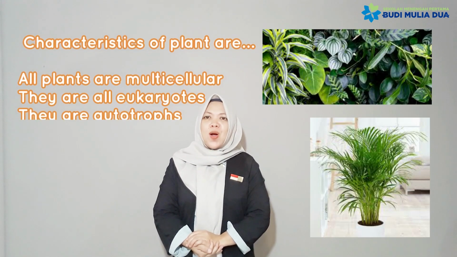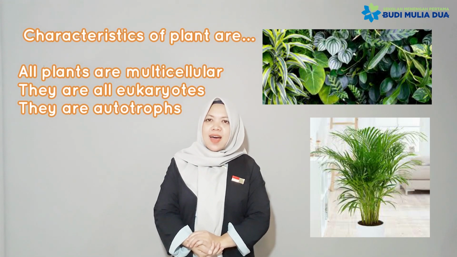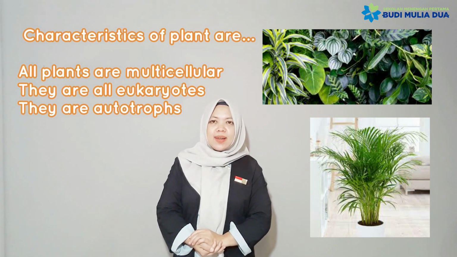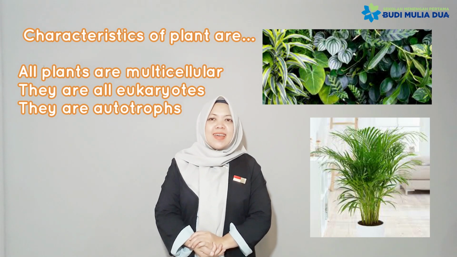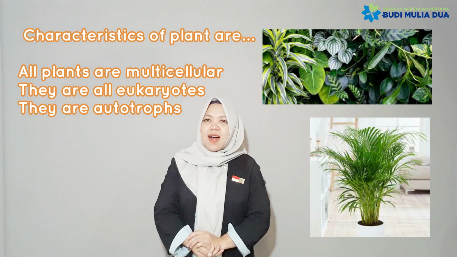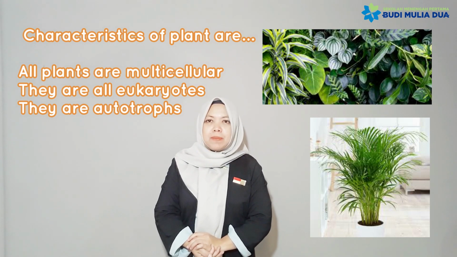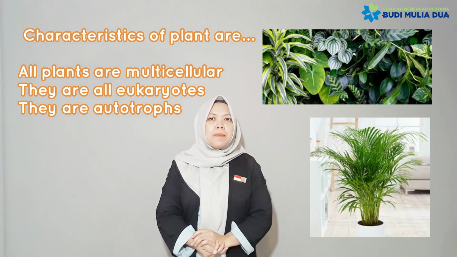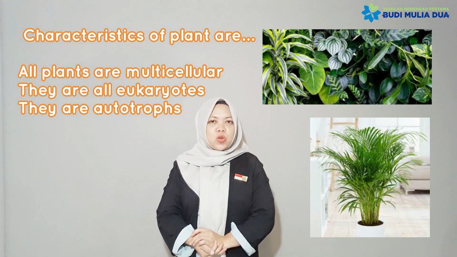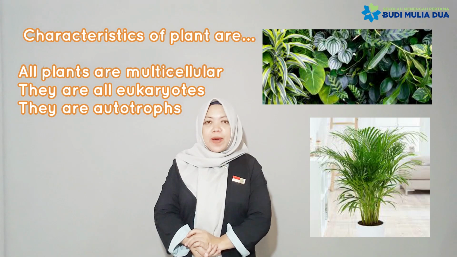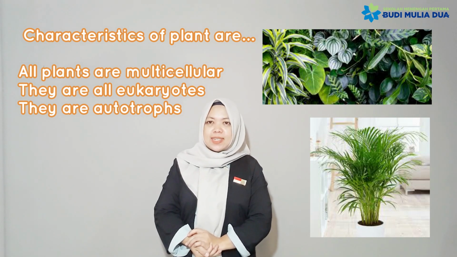Fourth, Plant Kingdom. The characteristics of Plant Kingdom are: all plants are multicellular. They are all eukaryotes, and they are autotroph because all of them have chlorophyll to produce their food by photosynthesis.